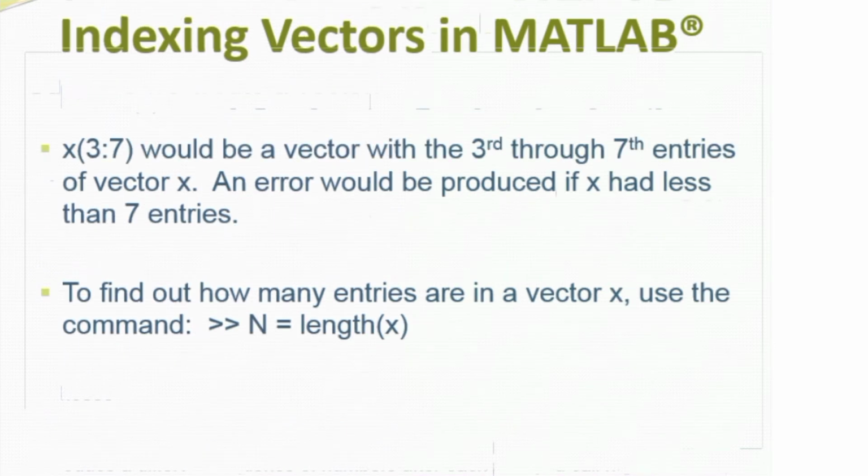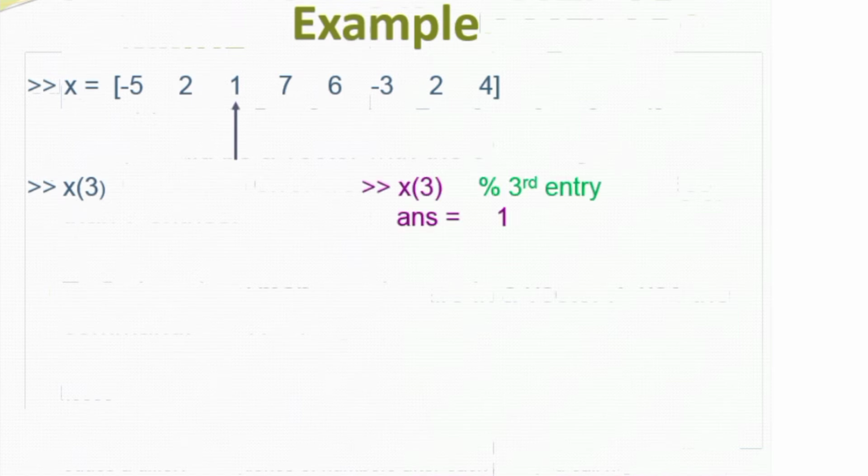I could yank out sets of values. So if I do x(3:7), that's going to produce a vector that contains entries 3 through 7 of my original vector x. If I want to find out how many entries are in a vector x, I can use the length command. Length of x will produce exactly how many entries are entered into that vector x. So let's take a look at an example. Same vector we just took a look at. Couple of Matlab commands. If I type at the Matlab command prompt x(3), it's going to pull out the third entry in matrix x, which is 1. So I get x(3), answer equals 1.